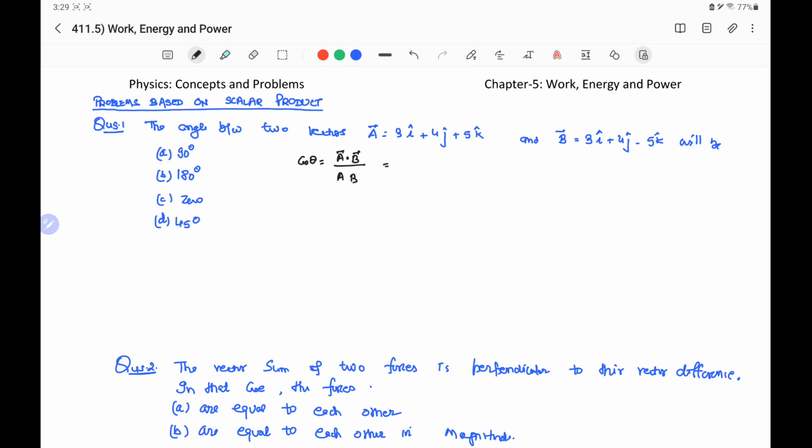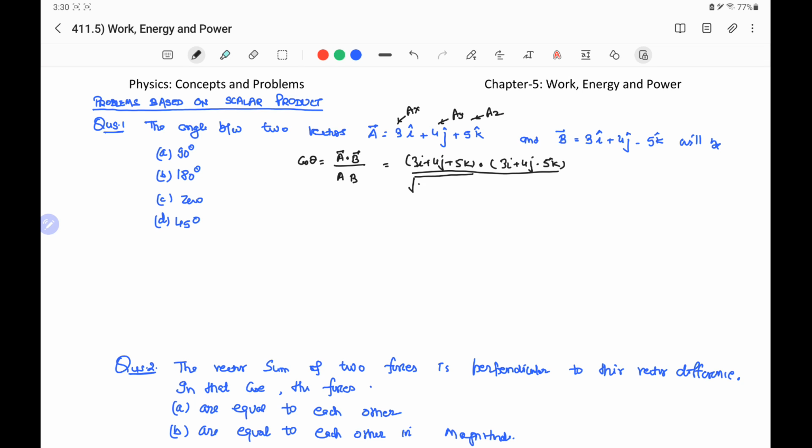This will be equal to A is 3i plus 4j plus 5k. i, j, k are unit vectors along x, y and z axis respectively, having the magnitude 1. And vector B has 3i plus 4j minus 5k, divided by magnitude of vector A, and it will be equal to square root of ax square. This is A, so this 3 is ax, 4 is ay and 5 is az.